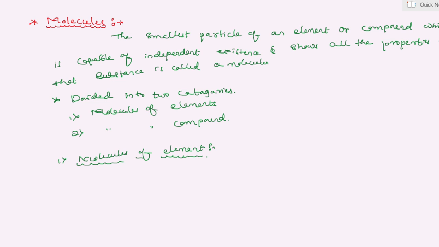The molecules of an element contain the same type of atoms. Molecules of many elements are made up of only one atom of that element. Example, noble gases like argon, helium, etc. The molecules of most of the non-metals are made up of more than one atom. Yes, my dear students. In one atom, what happens? The molecules of an element contain the same type of atoms.